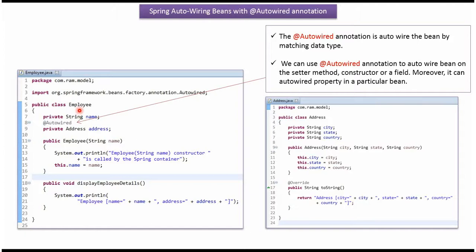Here I have defined the class Employee. It has two properties, name and address. And in the address property, I have applied the @Autowired annotation. So the Address object will be created by the Spring container and injected into Employee. And the @Autowired annotation can be applied on a field, constructor, or setter method. The Employee class has an Employee constructor which accepts name. And it has a displayEmployeeDetails method.